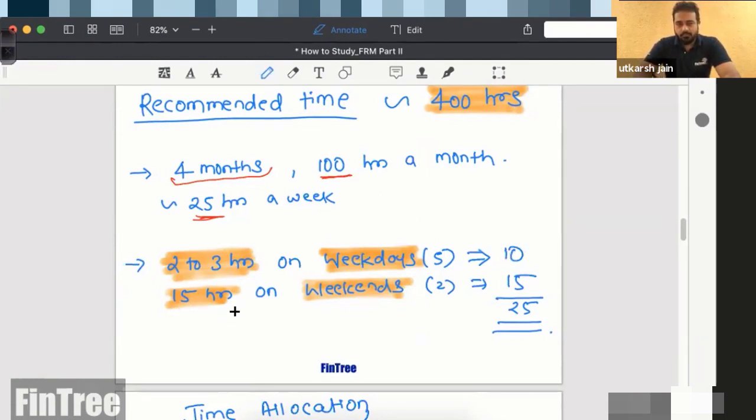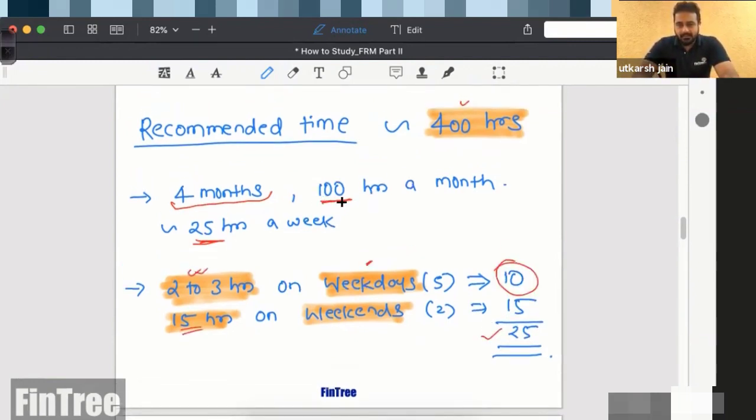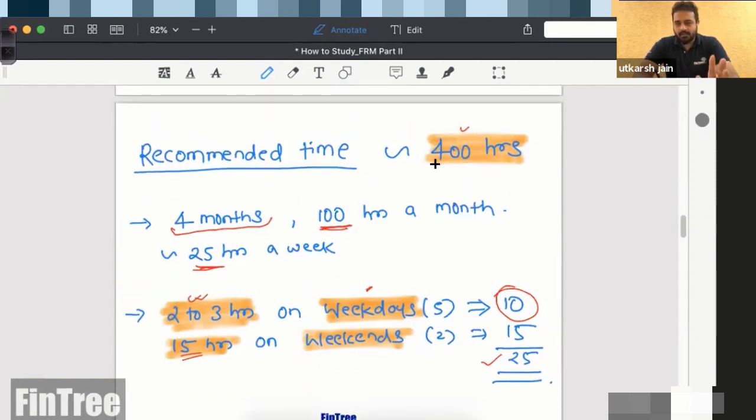And then you try and pull off 15 hours over weekends, right? So you can split it as 7.5, maybe on Saturday and Sunday each. That gives you an additional 15. So you do 25 hours every week. That turns into 100 hours a month, and that should get you a reasonable 400 hours of preparation.